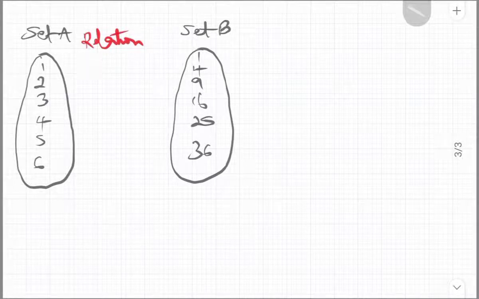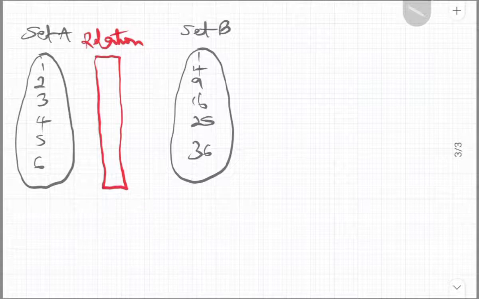Now we're going to assume that we have a mathematical machine in between these two sets, such that this mathematical machine enables us to relate the two sets. Now this machine works in a way that it takes in elements from A and refines it and brings out a corresponding element in B.